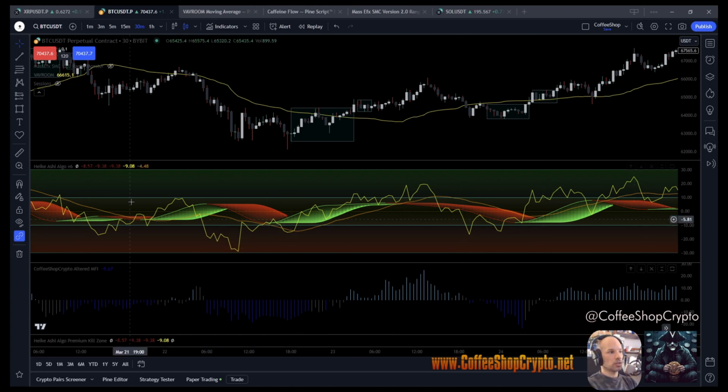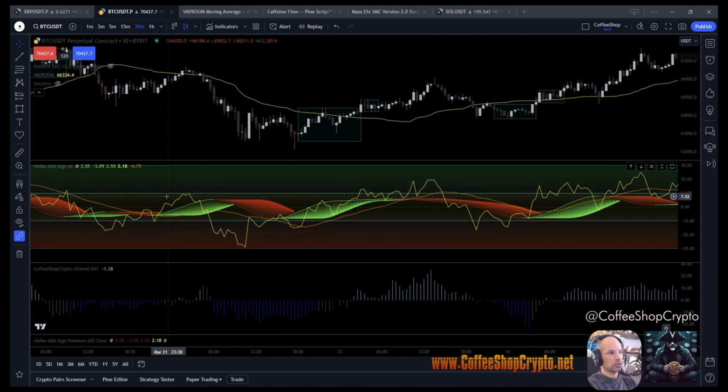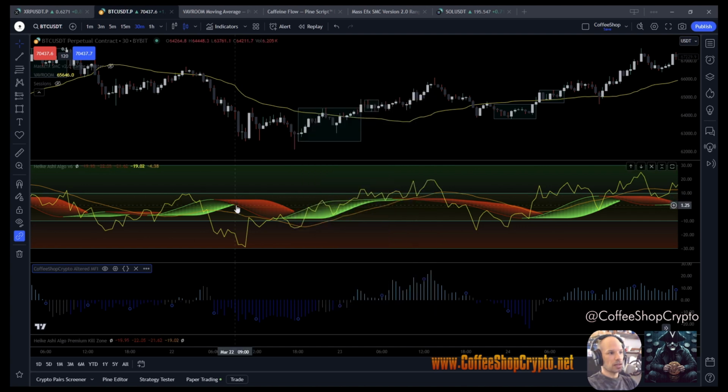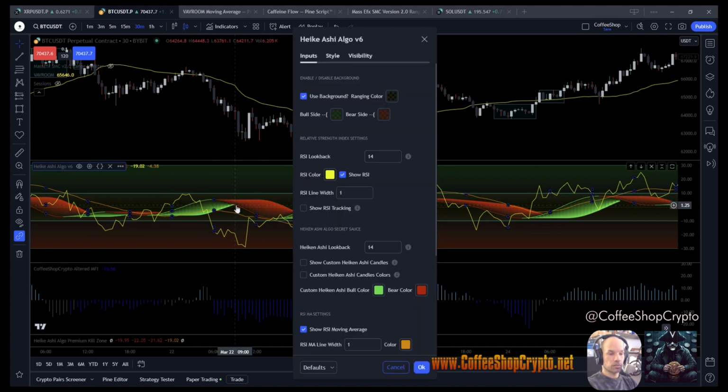When you put the algo on your chart, it's going to be down here. The altered money flow is going to be right below it. Now go into the settings first, make sure it's set for 14. There's nothing on the style tab. So go to the length, make it 14 because your RSI is already going to be set to 14 on the algo, if you're using a 14 period RSI. Go into the algo, go into the settings and look for the RSI look back. You're going to change that to 14.